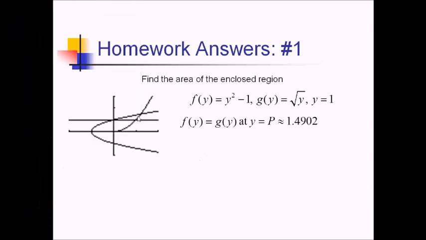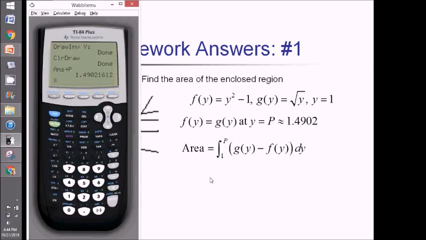So to find the area, then, I'm going to need to take the integral from 1, that's the bottom y value here, to p of right function minus left function. The right function is the little square root thing here. That's the g function. And the left function is the f function here, this sideways parabola. So I've got g of y minus f of y dy, and it's back to the calculator for this.